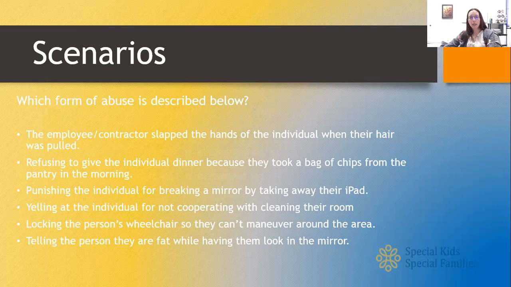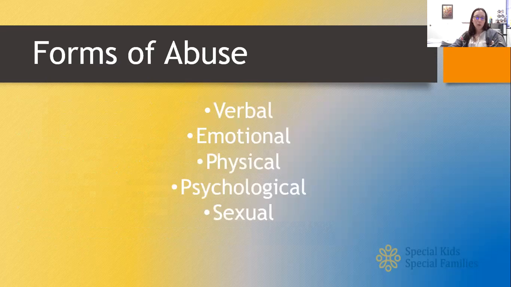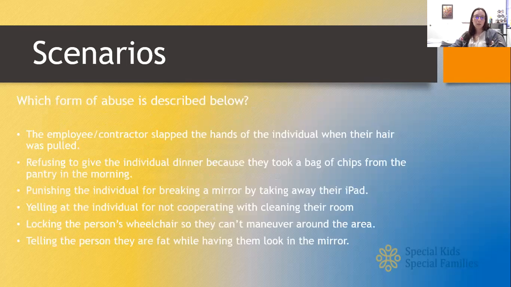The employee or contractor slapped the hands of the individual when their hair was pulled. So let's say you have an individual who's having a behavior and goes straight for your hair. We could classify this as physical abuse, probably the most evident one, since slapping the hands of an individual is not something that we would use as a go-to or ever really. Typically, if an individual has a history of hair pulling, we would stay calm and try to verbally redirect them to get them to let go. And if they have a strong history of it, they're going to lay out an intervention plan for these instances that would not put the person at risk. So slapping their hands, obviously, you're hitting that individual, and that should not be done.